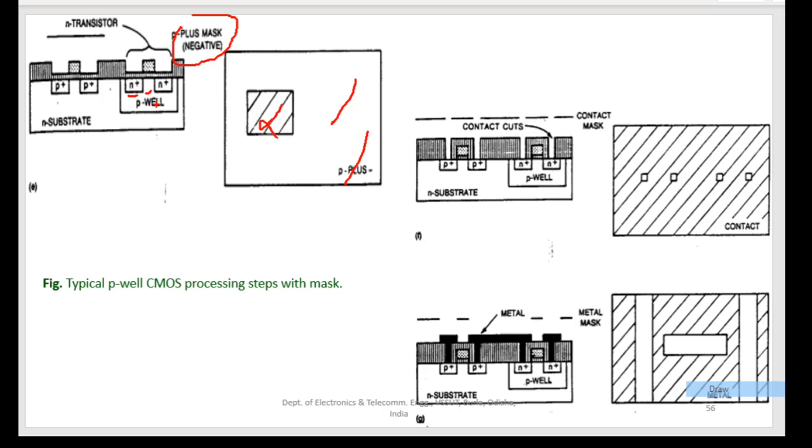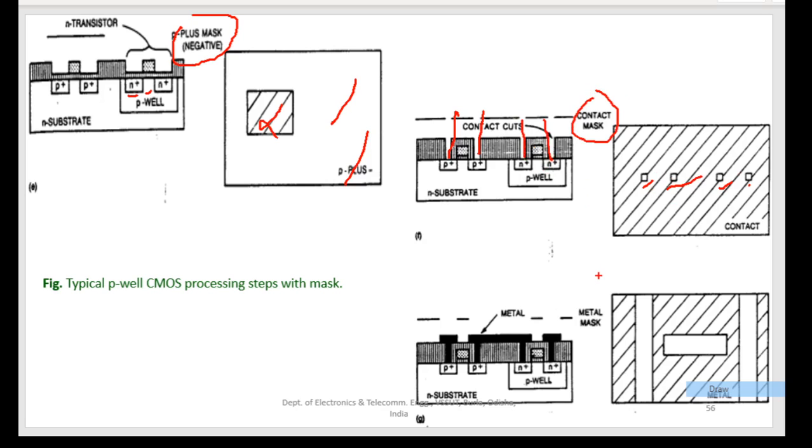Okay, after this the contacts are to be made. So there are four contact windows: 1, 2, 3 and 4. So where are these to be taken out? So look at this, the contact from this one, this one, this one, and this window is open, and hence there are four windows for contact. So this is the contact mask.